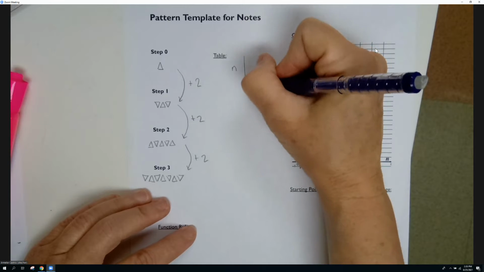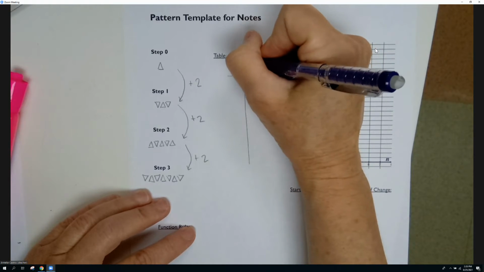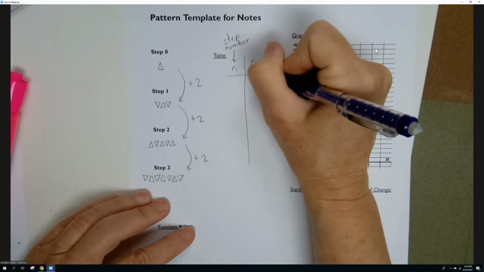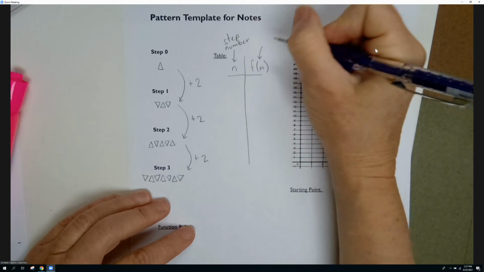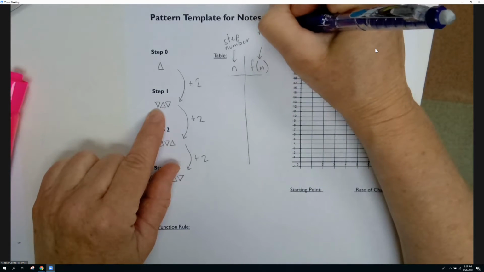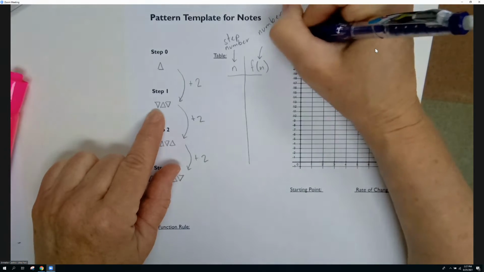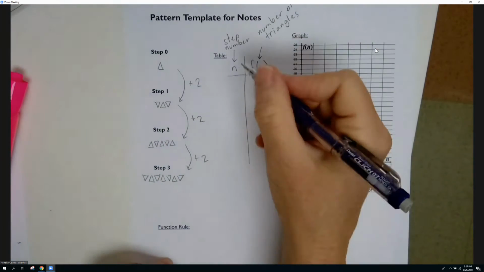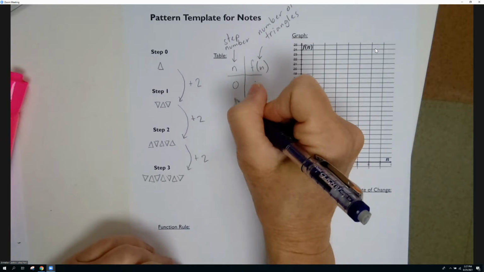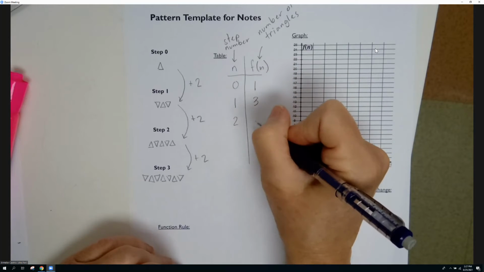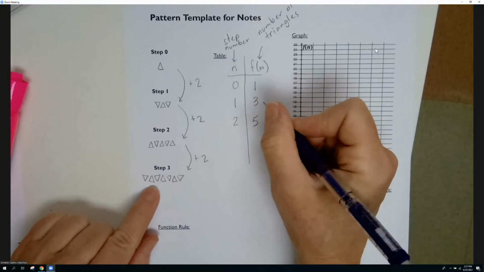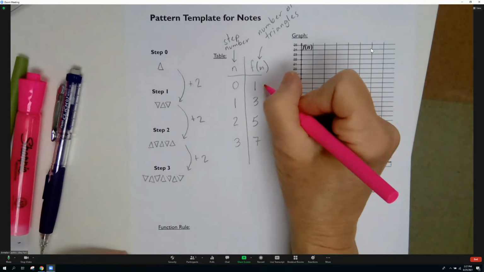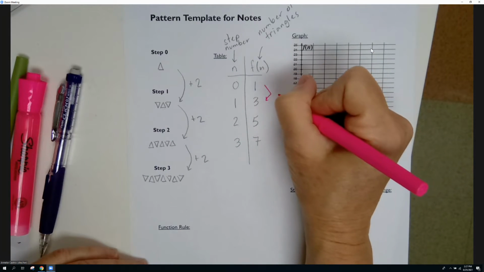Okay, so for my table, n is my step number, so I can make a note of that. f of n is the number of triangles, because that's what we're using in this particular pattern. So step 0 is 1, step 1 is 3, step 2 is 5, step 3 is 7, and I can see my rate of change right here.